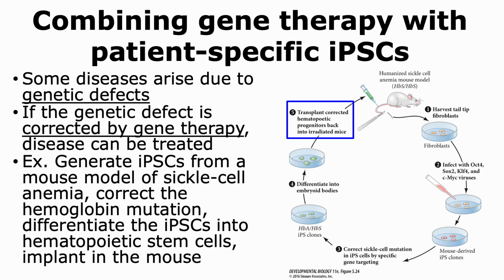These hematopoietic progenitor cells were then transplanted back into the mouse, and it was observed that the sickle cell anemia was no longer present. And thus, in this way, we can use gene therapy along with induced pluripotent stem cells to treat diseases, at least in mice models, and now researchers are trying to apply this in human models.